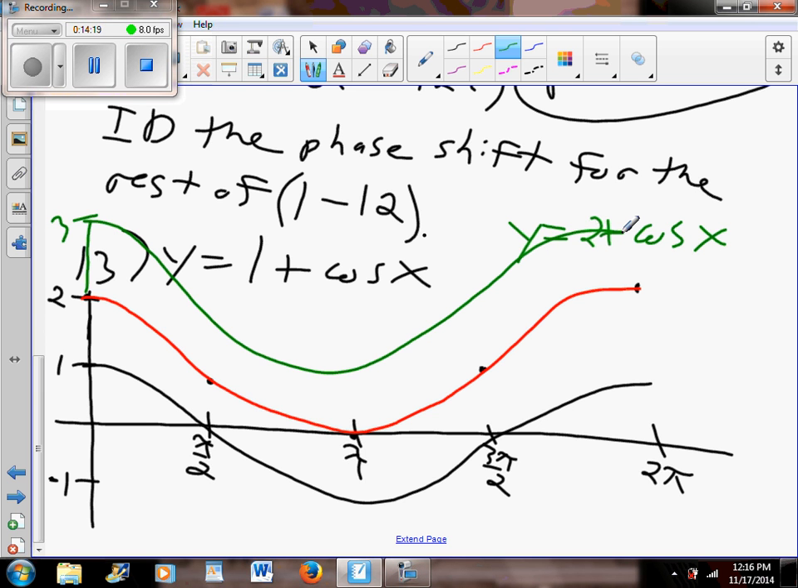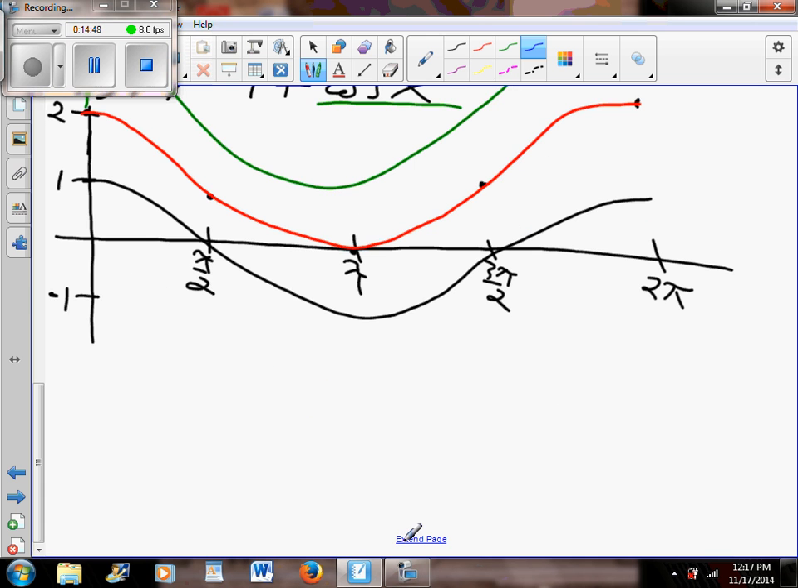So what you do, again, you start with the parent graph, whatever the trigonometric function is here. Then I would go to each quarter interval throughout the period. Then I would add or subtract a certain amount that would move the graph either up or down, the appropriate amount.